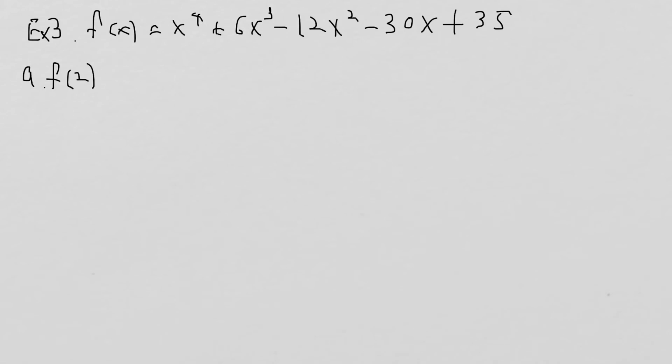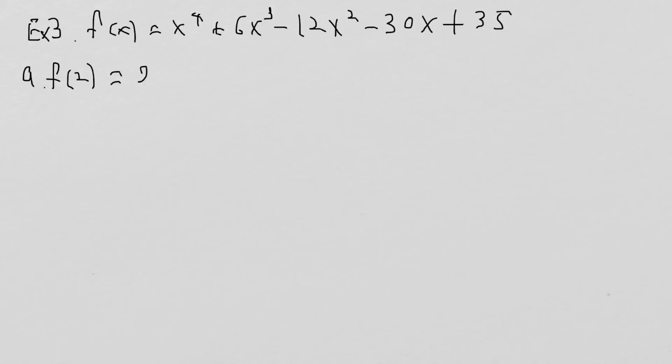Example 3 asks, given f of x, use the remainder theorem to evaluate f of 2 for part A. So what does that mean? We did the evaluation before. When we did the evaluations, f of 2 is asking you to replace all the x in the f of x. So here, your f of x is x to the 4th plus 6x cubed minus 12x squared minus 30x plus 35. So you're replacing all the x with 2.